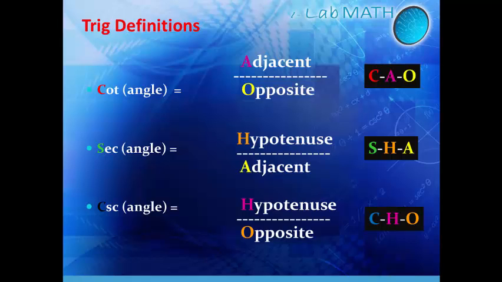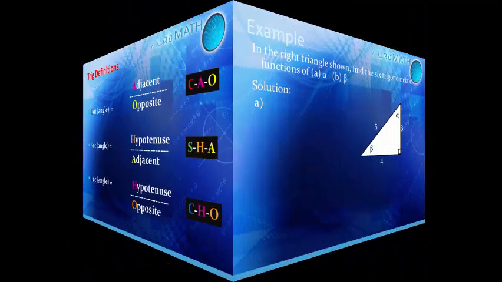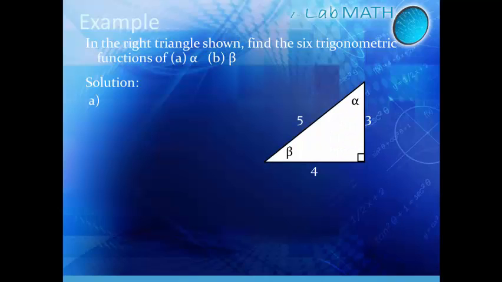And the last ratio is cosecant equals hypotenuse over opposite side. SHO: C stands for cosecant, H for hypotenuse, and O for opposite. Again, try to remember the acronyms SOH, CAH, TOA, CAO, SHA, SHO. There you go. Let us apply these functions in finding the 6 trigonometric functions of acute angles alpha and beta.